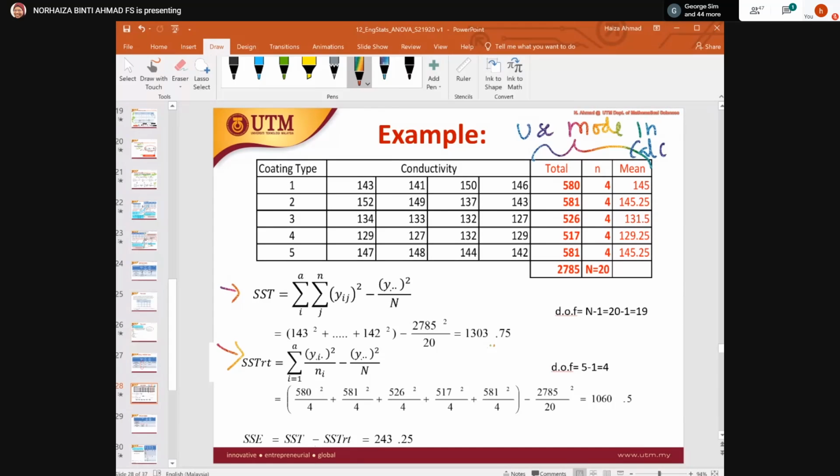For SST, the formula is like this, and you need to understand what the formula means. This is Yij squared, which means each observation is squared, like 143 squared, 152 squared. Again, use your calculator. Don't calculate 143 squared plus 152 squared plus and so on. Use your calculator to calculate the sum of squares of the total observations, minus y dot dot, which is the sum of your observations, squared.